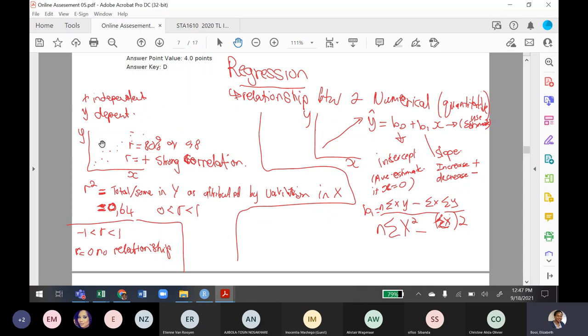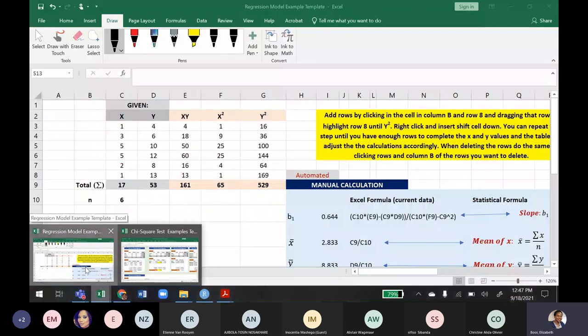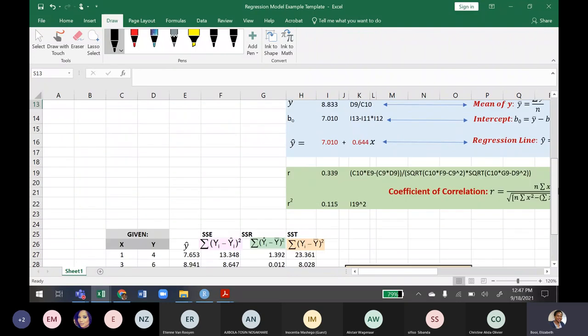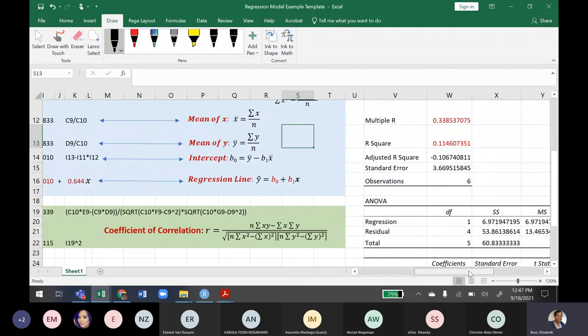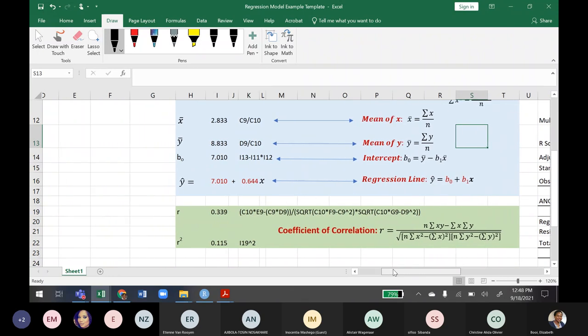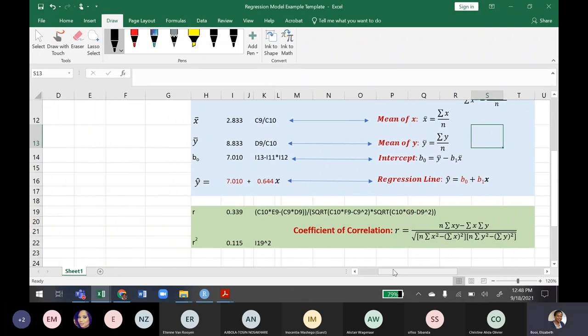To calculate R, the correlation coefficient, the formula is almost similar to the slope: n times the sum of x and y, minus the sum of x times the sum of y, divided by the square root of the standard deviation of x and the standard deviation of y. And that will give you R, and R squared is just the square of your R value.